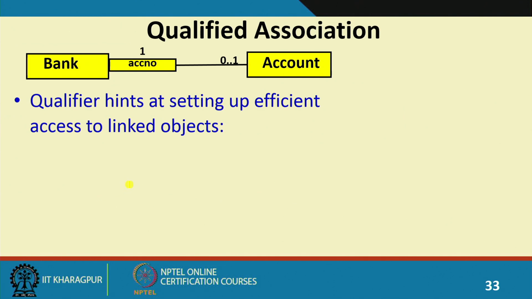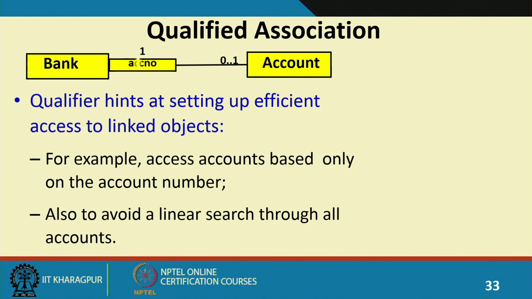There are other examples. While solving a problem, we might come up with more situations where we need the qualified association. A bank has many accounts, but given an account number, the account is uniquely identified. So here it is more expressive than saying a bank has many accounts and each account has an account number. We want to be more expressive, saying that given an account number, there is at most one account in the bank with that account number.